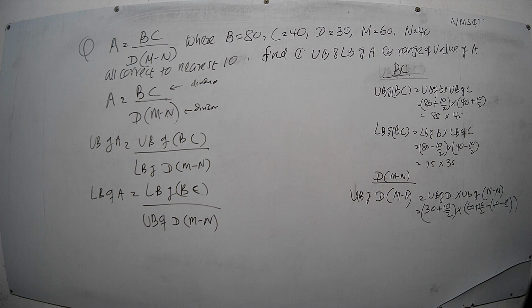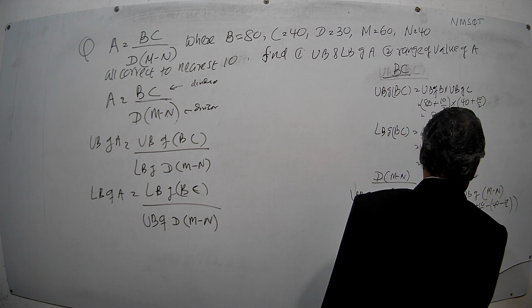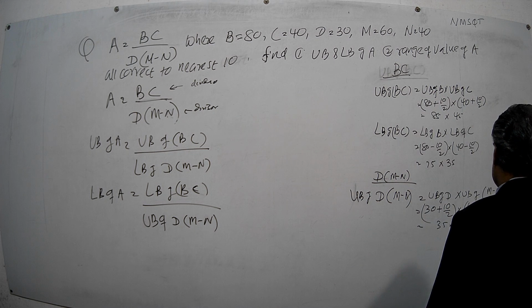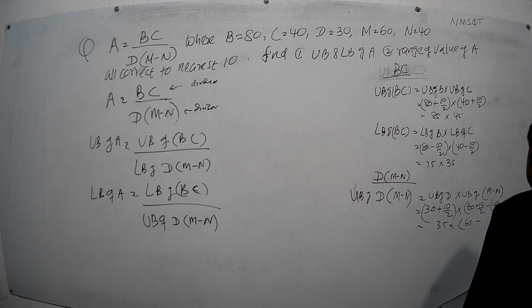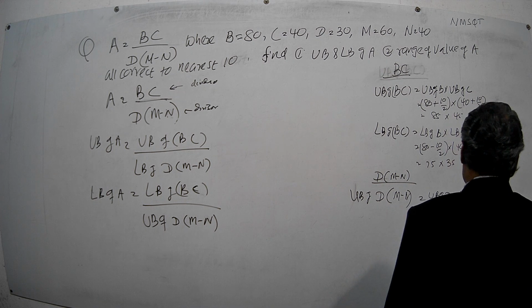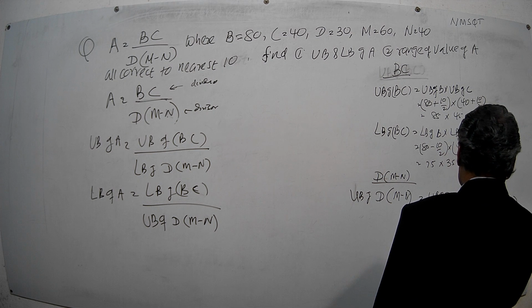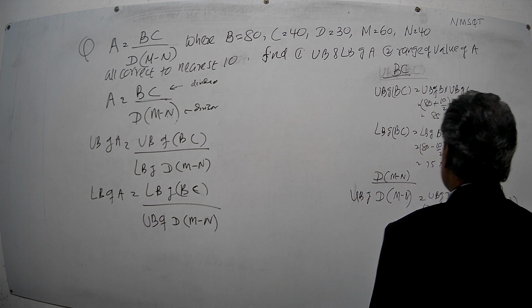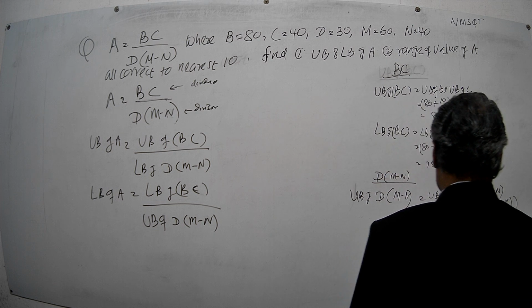Okay. Now we will calculate. Then you get here 35, then minus this whole thing, this is 65, then 40, then 35. Okay, 65, 35, 30. Then 35 into 30 will be the upper bound of M minus N. Then lower bound of M minus N, next one.